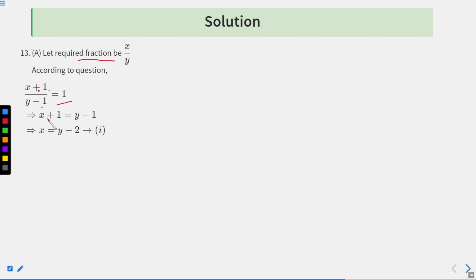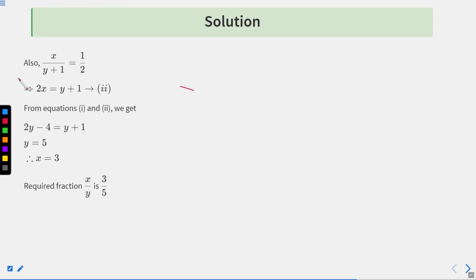is equal to 1, and if we simplify, it is equal to x is equal to y minus 2. And also x over (y plus 1) is equal to half, and it implies 2x is equal to y plus 1. Now from equation 1 and 2 we get the value of y is 5, and if we substitute y is equal to 5, we get the value of x equal to 3. So the required fraction x over y is equal to 3 by 5.